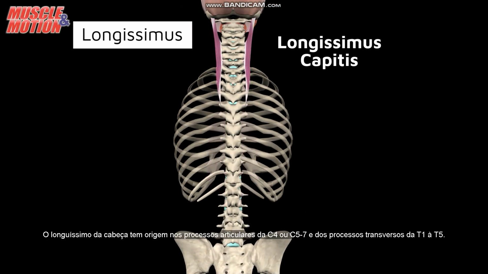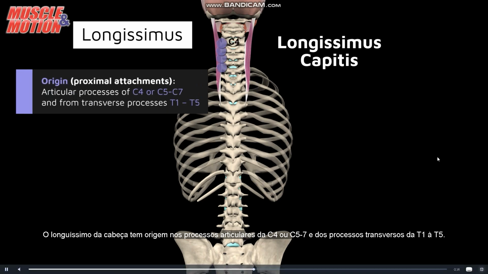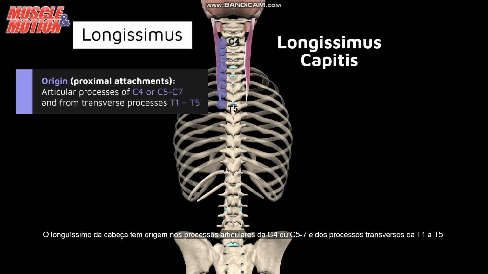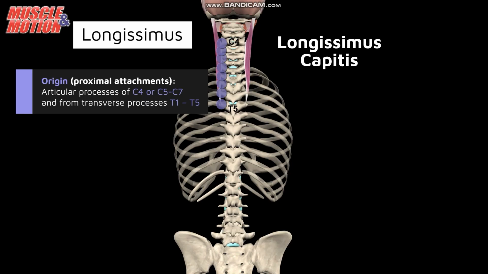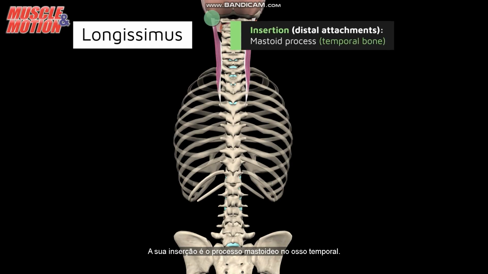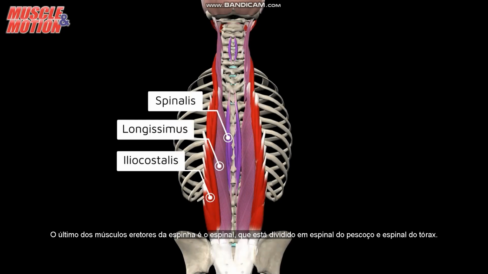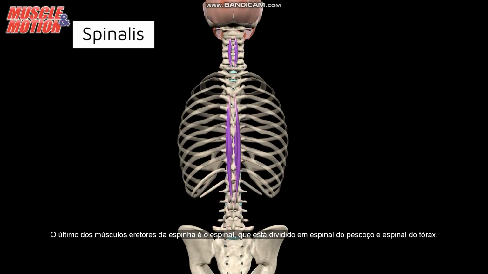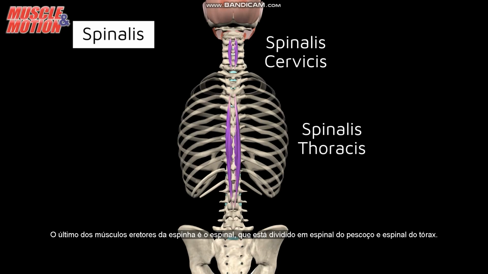The longissimus capitis originates from the articular processes of C4 or C5 through 7 and from the transverse processes of T1 to T5. Its insertion is the mastoid process on the temporal bone. Last of the erector spinae muscles is the spinalis, which is divided into the spinalis cervicis and the spinalis thoracis.